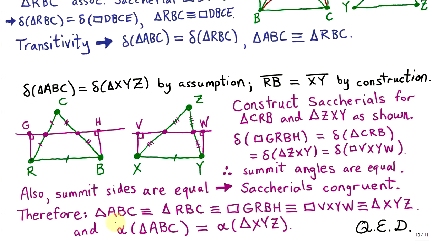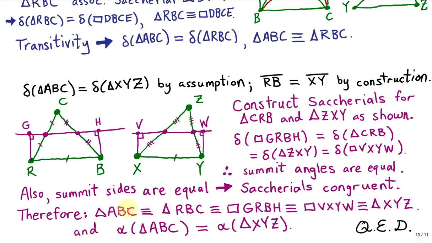So therefore we have the following string of equivalences. The original triangle ABC, through the help of some secarials, we showed that was equivalent to the triangle RBC, which in turn is equivalent to its secarial, GRBH, which we just explained was equivalent to this other secarial, VXYW, which in turn is equivalent to its associated triangle, XYZ.